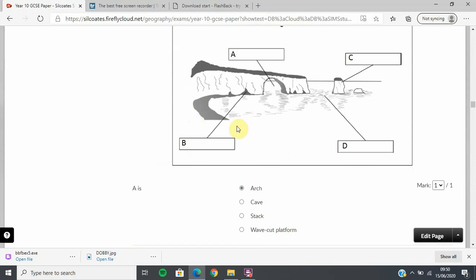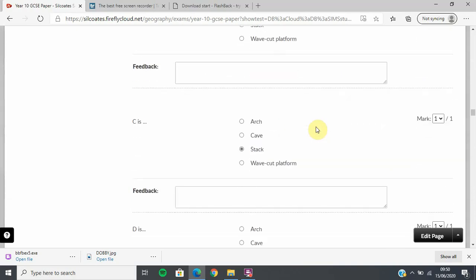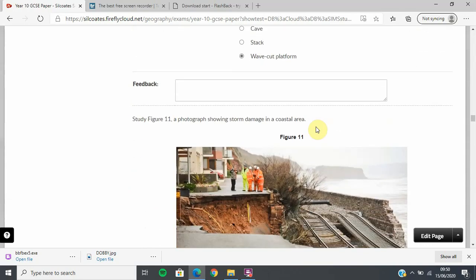Okay, so you just had to name the four different ones. So A was your arch, B was a cave, C was the stack, and D was the wave cut platform. Perhaps if it was just asking you what was D, that would be a bit harder to tell, wouldn't it? But obviously there used to be an arch here, and underneath the water there would be a wave cut platform. There's not a lot to erode that away, is there? Because the waves are what erode it, aren't they? And it's under the wave height. So yeah, there'd be a wave cut platform there. Okay, so we'll scoot past these ones here. I think most people got those ones right.